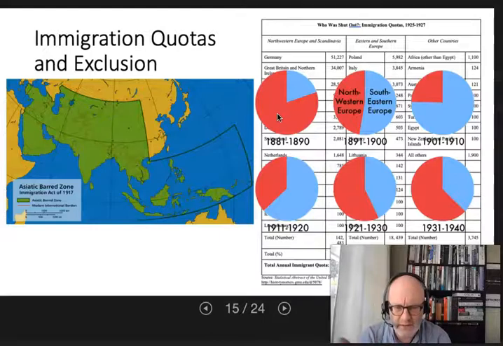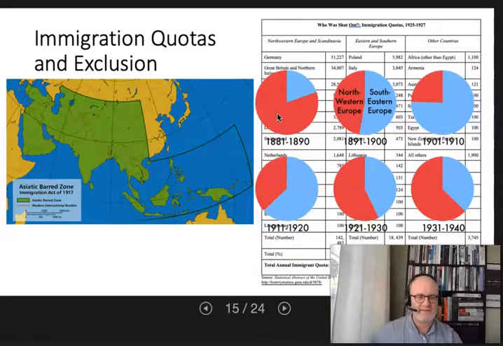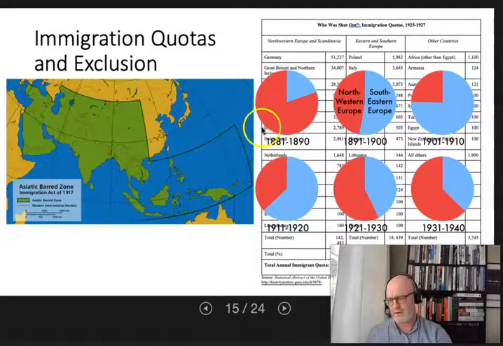And then meanwhile in Asia, you just can't come. Anyone from Asia can't come. The Philippines is an exception because the Philippines is a colony of the United States. Japan is somewhat of an exception because in the Gentleman's Agreement, the United States agrees to not have anti-Japanese immigration laws, and Japan agrees to not have any Japanese migrants leaving. So it's a face-saving effort by both countries.